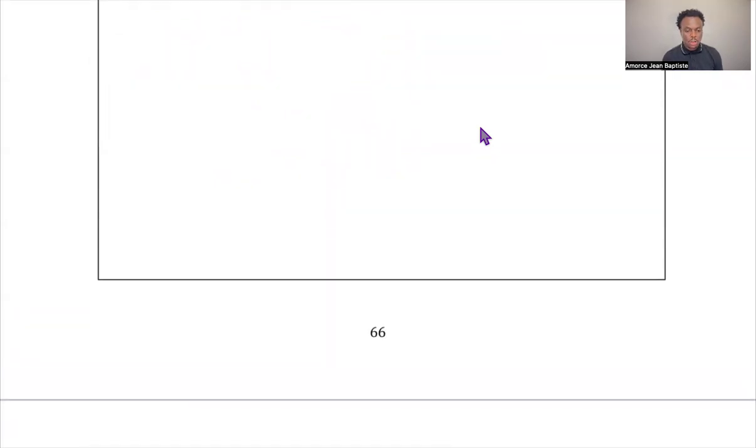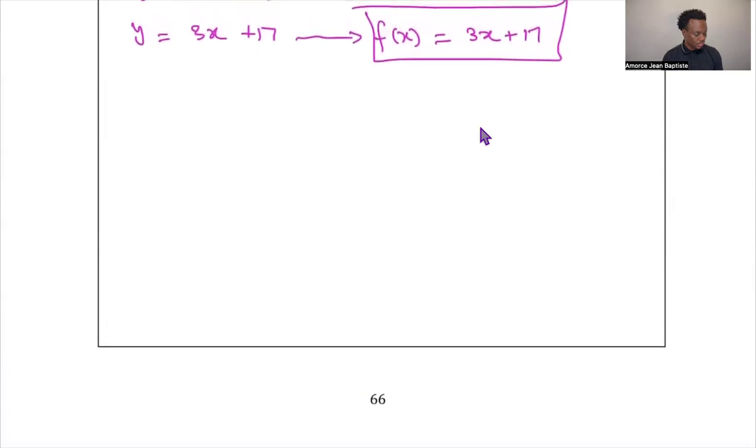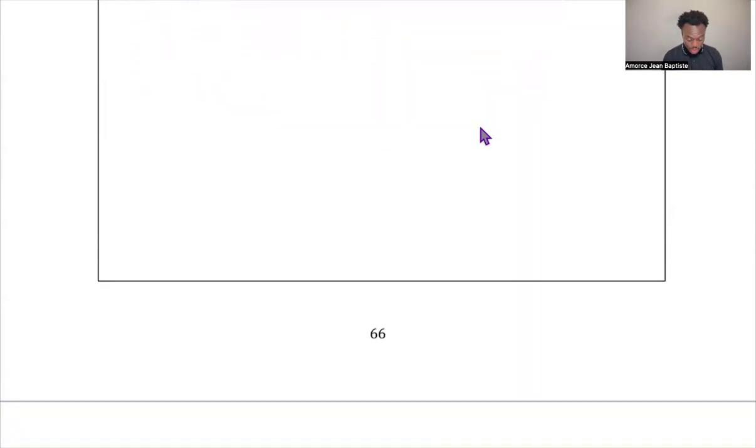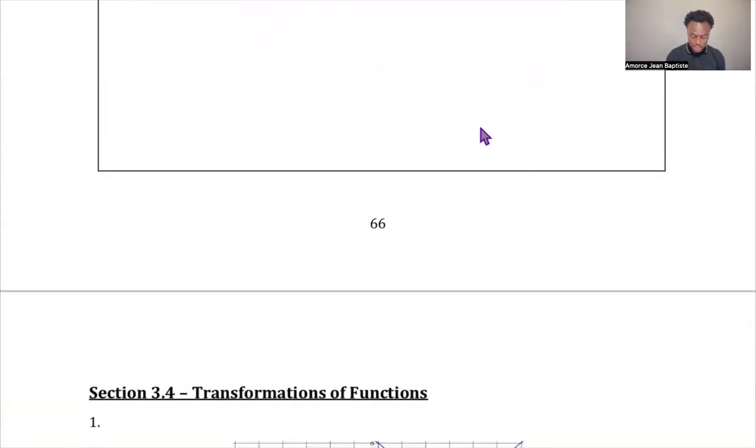So that was it for section 3. And next section will be about transformation of function.